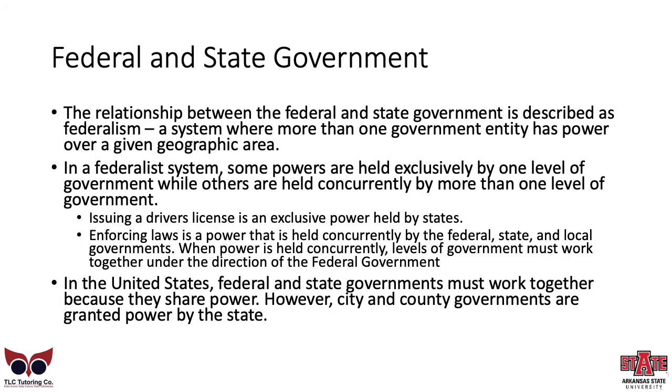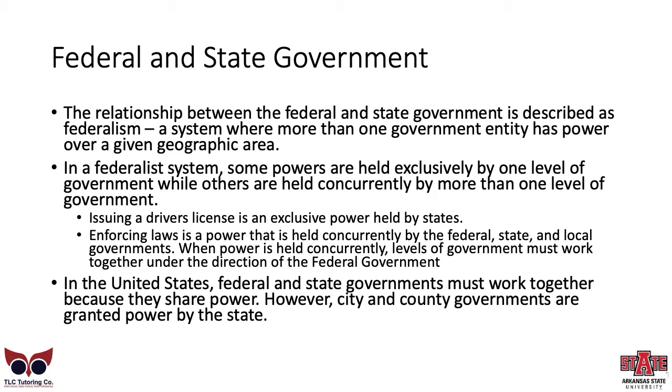Federal and state government. The relationship between the federal and state government is described as federalism, a system where more than one government entity has power over a given geographic area. In a federalist system, some powers are held exclusively by one level of government, while others are held concurrently by more than one level of government.